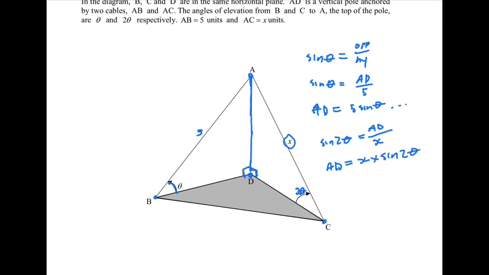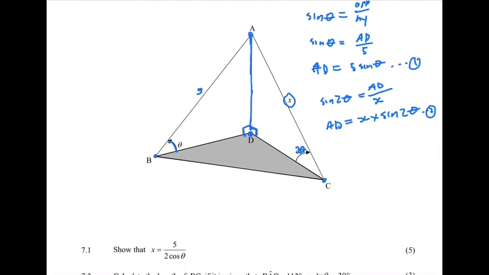So now we have two equations for AD. If we equate these two equations, we're going to be able to find x. So we can say 5 sine of theta is equal to x sine of 2 theta. We divide both sides by sine of 2 theta, and we get x is equal to 5 sine of theta divided by sine 2 theta.